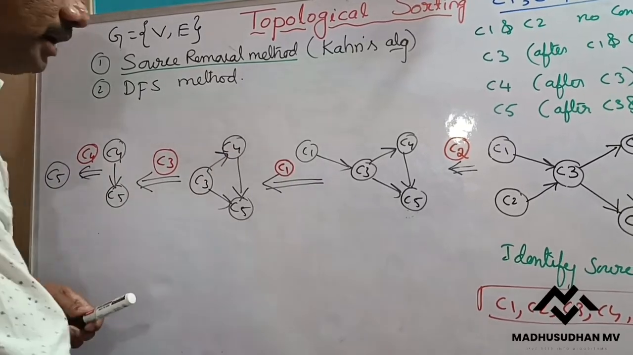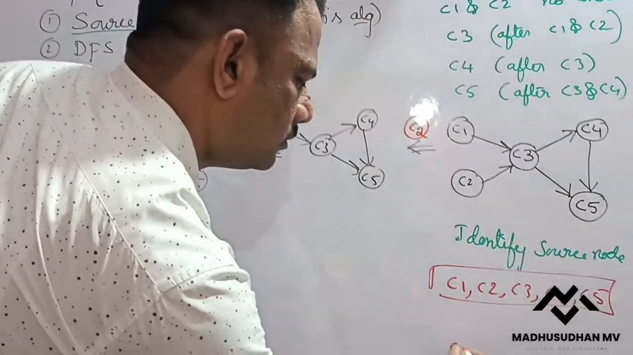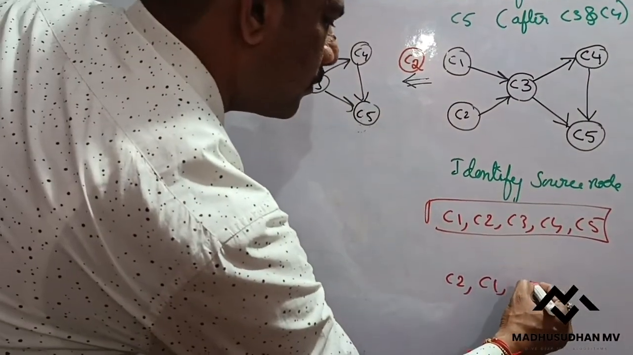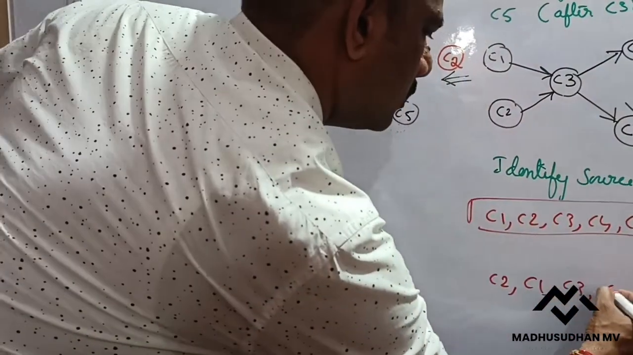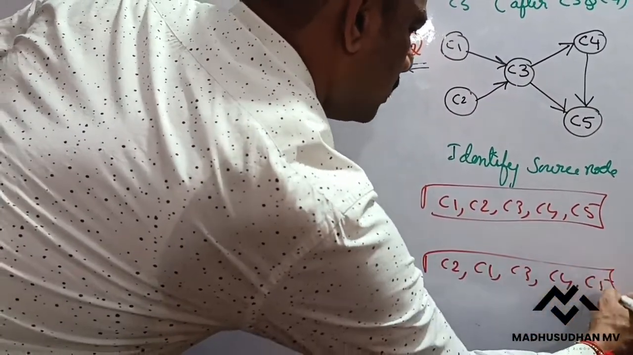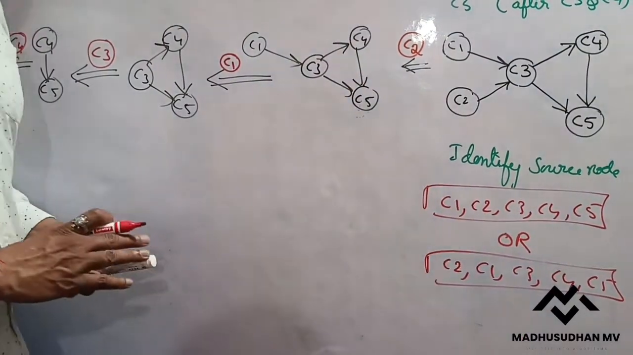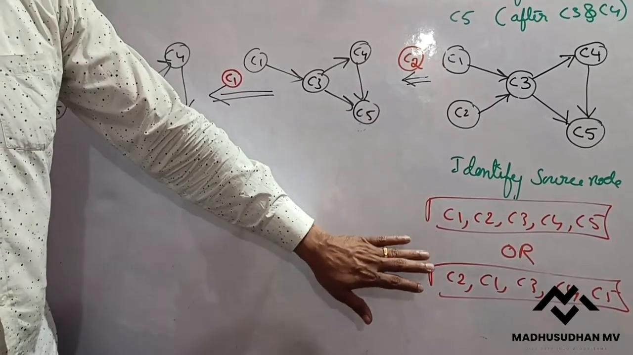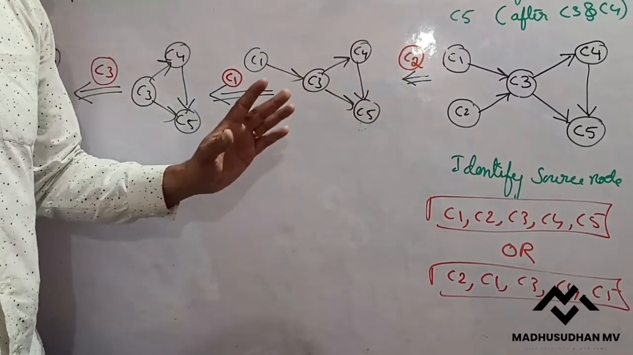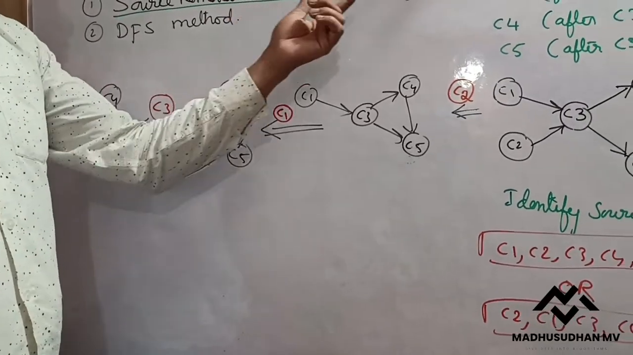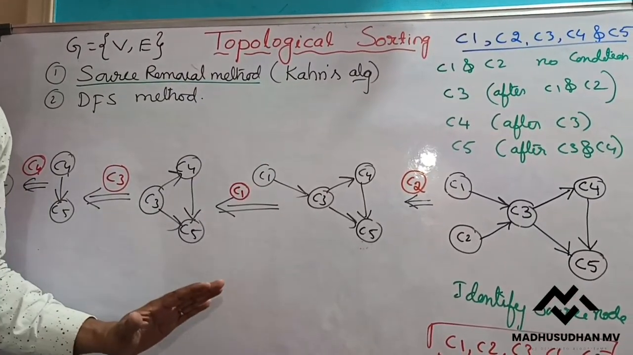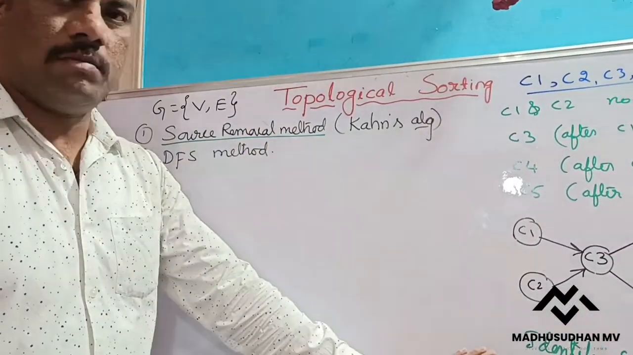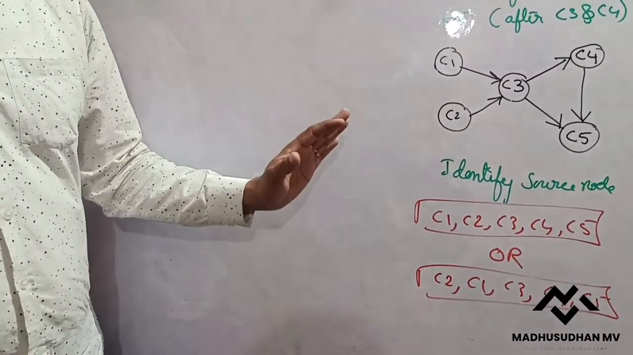If I go in this order, which is the first one I removed? C2. Then I removed C1. Then I removed C3. Then I removed C4. Then I removed last C5. That means for this problem there are 2 solutions. If you start from C1, this is the linear ordering of the nodes. This is the linear ordering if you start from C2. This is by the source removal method. It is also called Kahn's algorithm. Hope you understood. In order to implement this source removal method, the data structure is just a queue.